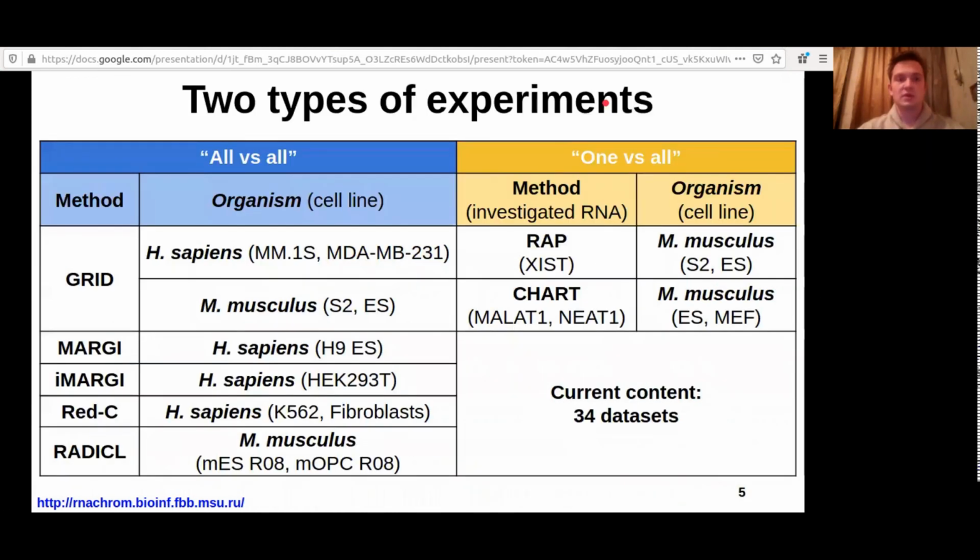At the moment, our database contains 34 datasets. These are human and mouse all versus all data, which is interactions of all RNAs with chromatin, and one versus all data, which is interactions of specific RNAs with chromatin, for example, Xist or MALAT1 RNA.